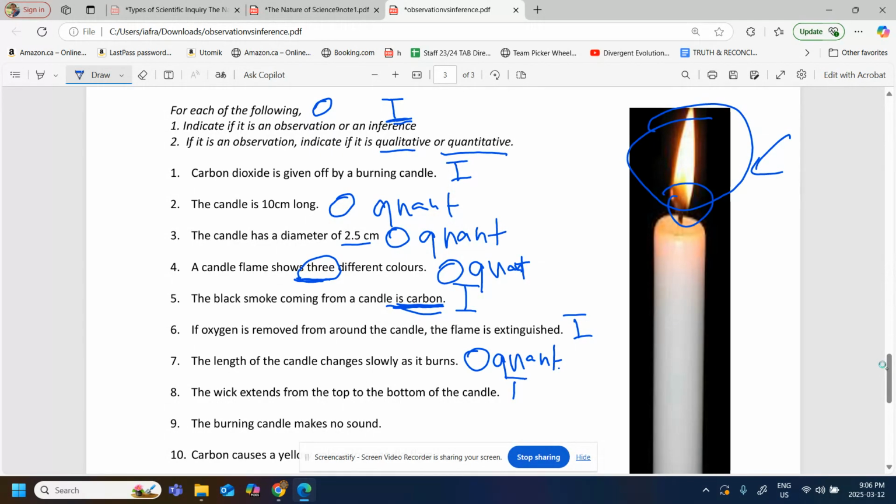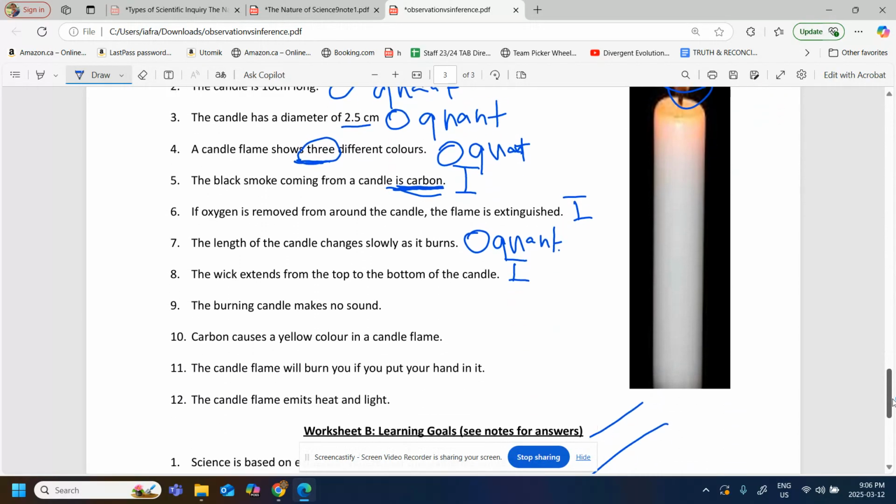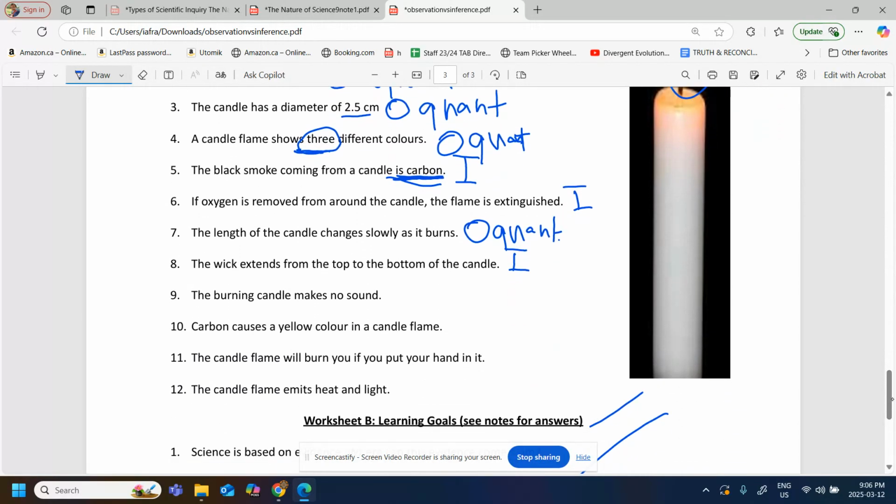The wick extends from the top to the bottom of the candle. That's more of an inference because we haven't seen the bottom yet. But if you have, then it's an observation. The burning candle makes no sound. That would be an observation, more specifically a qualitative one. Carbon causes a yellow color in the candle flame. That yellow color that you're describing would be a qualitative observation.